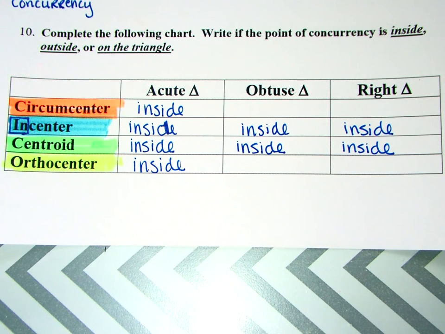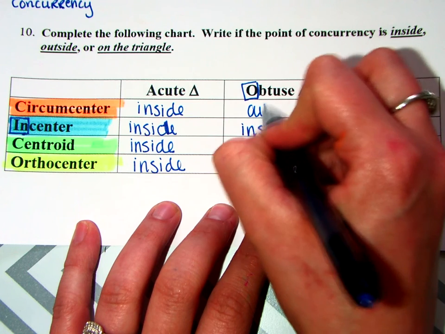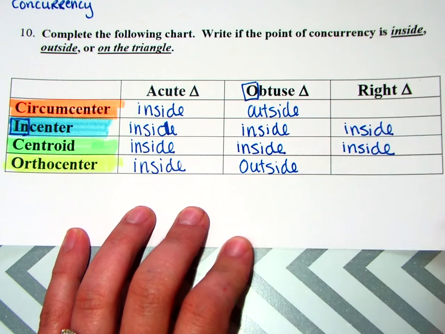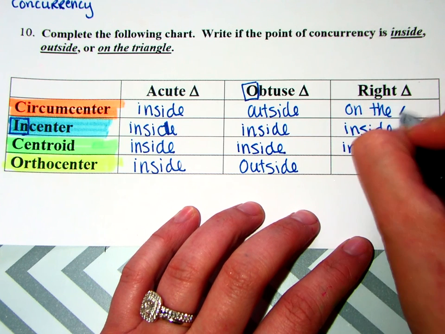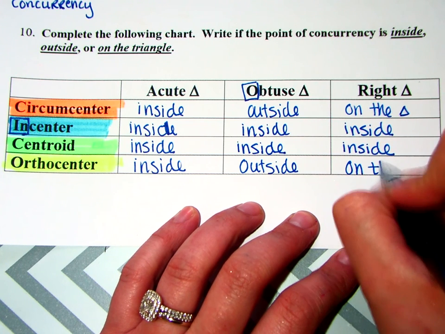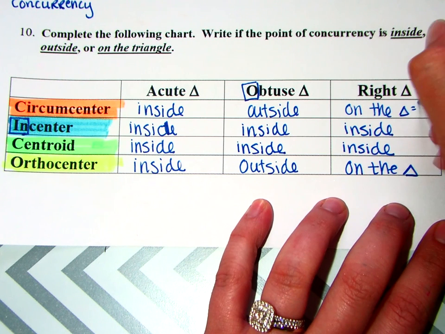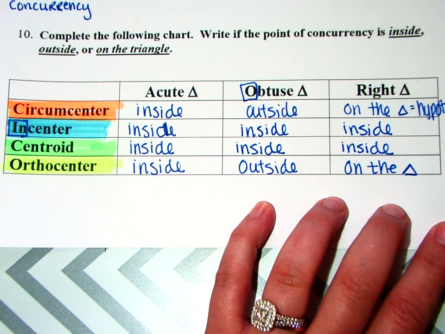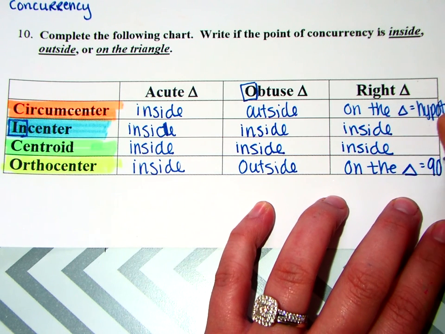Obtuse for circumcenter and orthocenter. Obtuse, think of the O as in outside. So these points will be located outside of the triangle. And if it's a right triangle, it will actually be located on the triangle. Now the circumcenter, when it's on the right triangle, will actually be on the hypotenuse. The orthocenter will be located on the 90-degree angle.